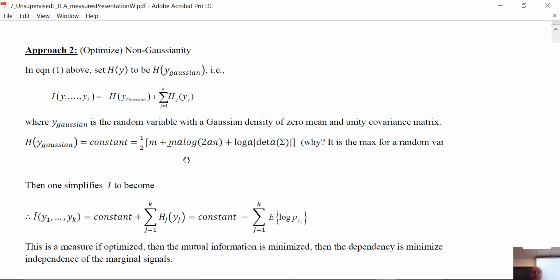And this constant has the exact expression that depends on the mean, obviously the dimension. We assume the variable y is of dimension m, and it depends on the determinant of the variance matrix. So this expression is standard. You can look at the Gaussian, look at the contribution. You can actually compute it easily because the Gaussian density depends on only two things: the mean and the variance.